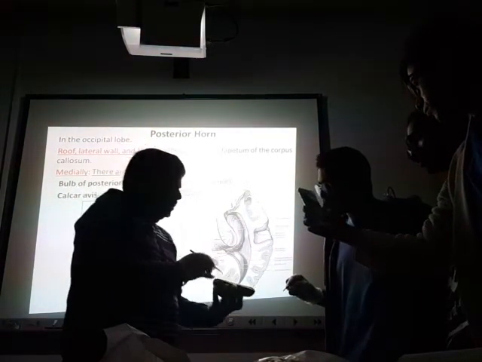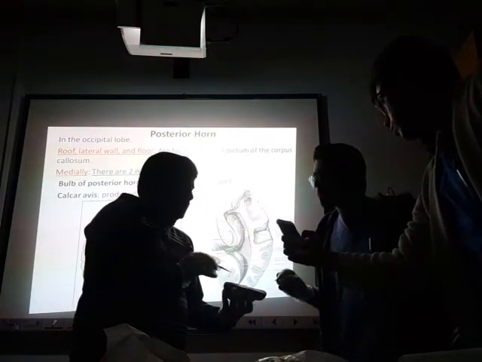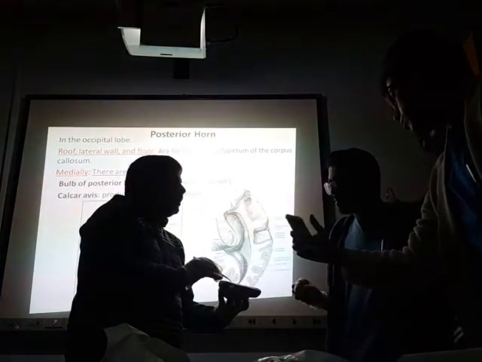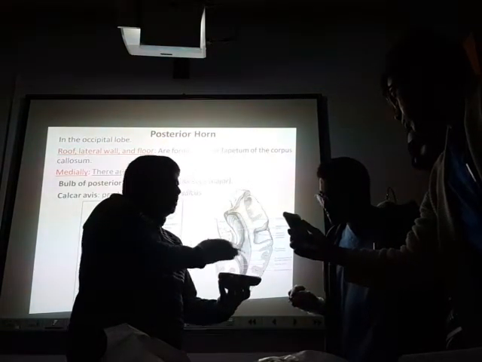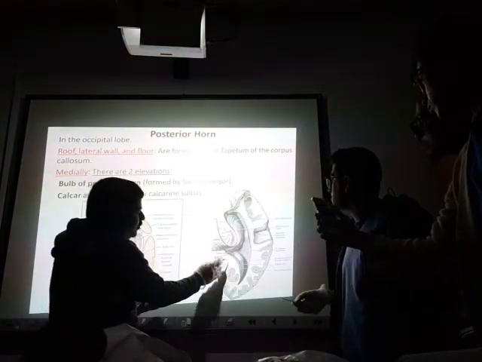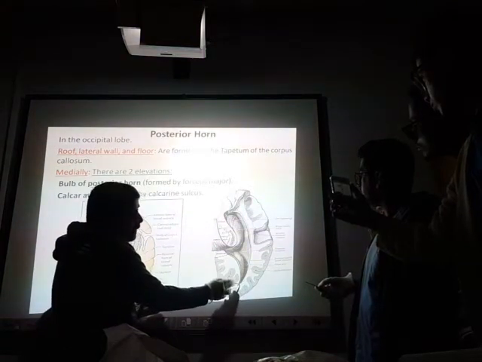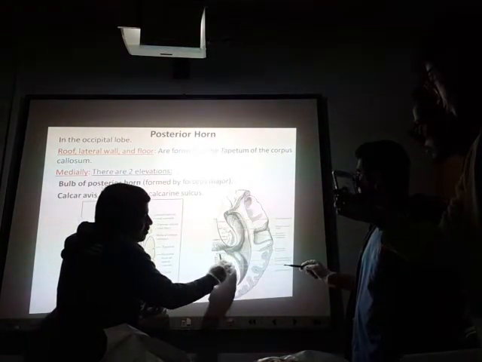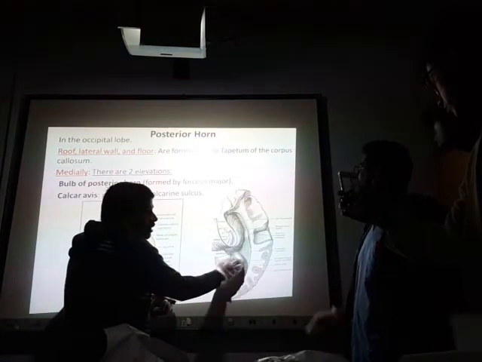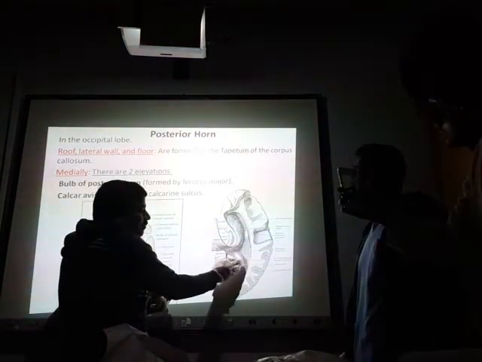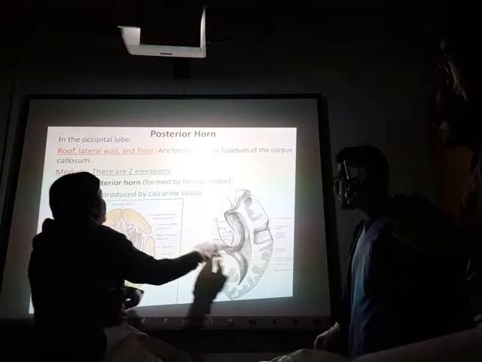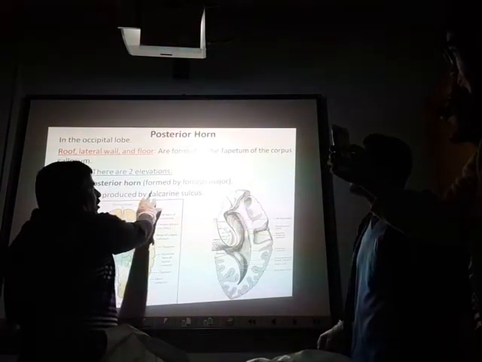Why I am showing this is just to explain the relation. See here, what you find here? The forceps major. Which will form an elevation within the wall. This is the forceps major. This is the posterior horn. It forms a bulge in the cavity of the posterior horn. Bulge by the forceps major. So what is that called? Bulge of the posterior horn.